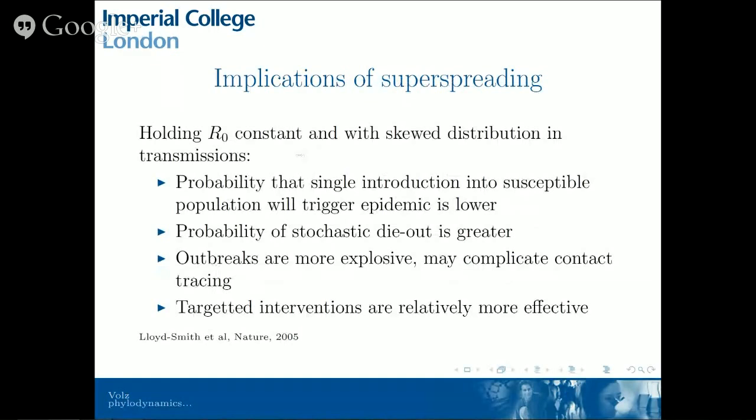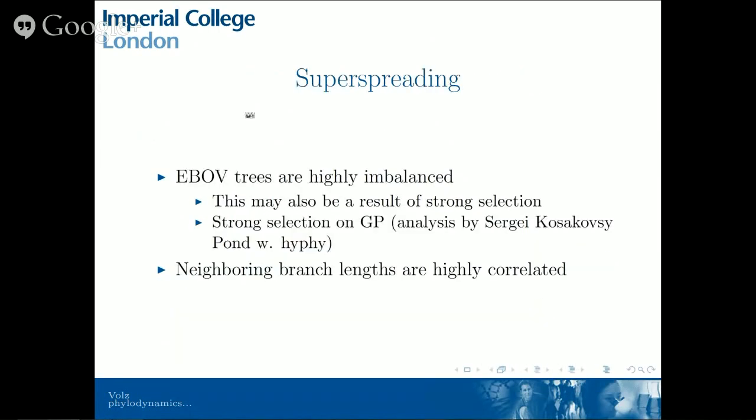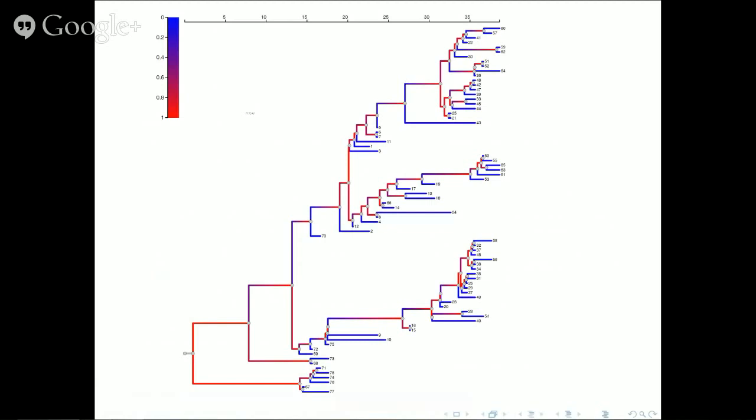So basically, I'm going to show you a model that allows us to estimate the degree of superspreading in this epidemic. Right. Can you go back a step? I'm back to the tree. I'm confused with when you say that the neighboring branches are highly correlated.